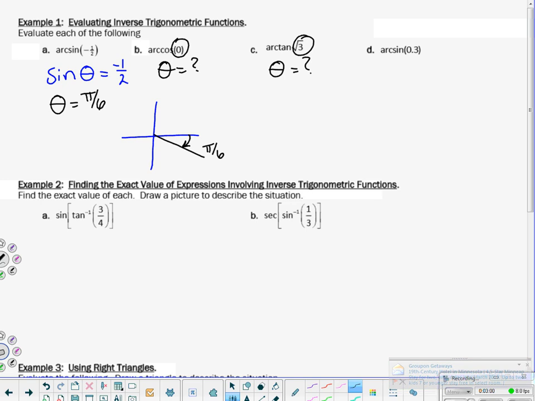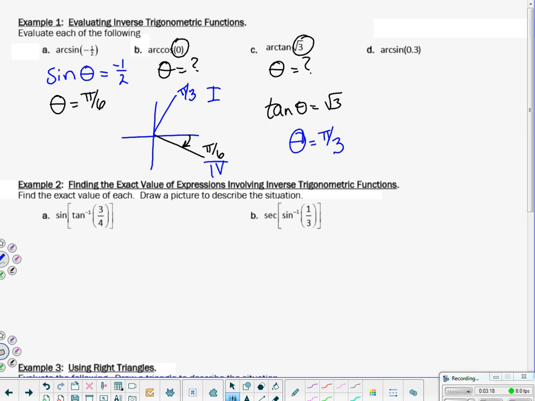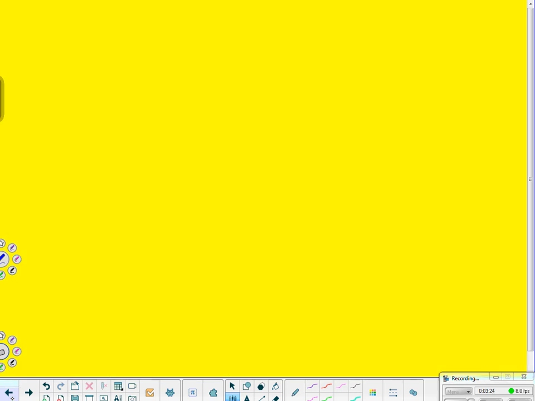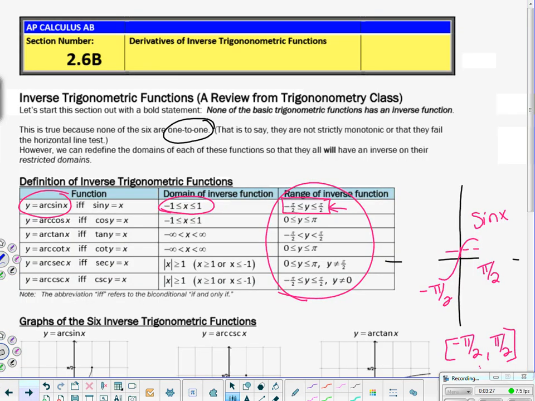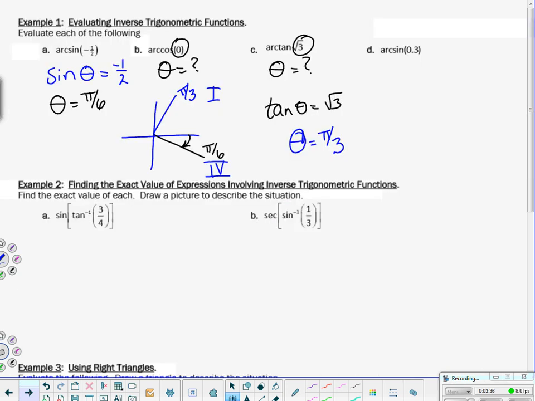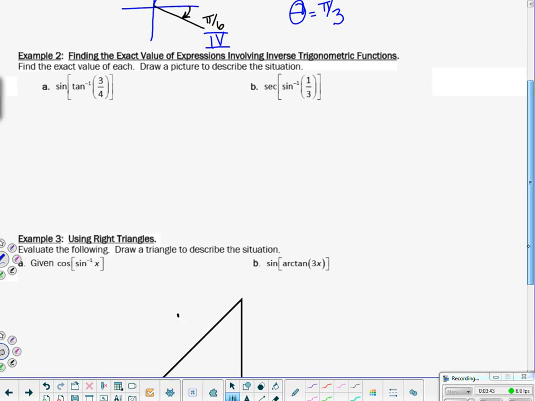Okay. If I did tangent of theta equals √3, and if you recall, that was up here at π/3. So the theta value on this one would be π/3. Tangent is going to be restricted to quadrants 1 and 4 to get our answers out of the inverse function. And I can see, where's tan? Tan right here. Yeah, this describes quadrant 4 and 1. So that's a little bit about finding those first A through D, those first 4 there.